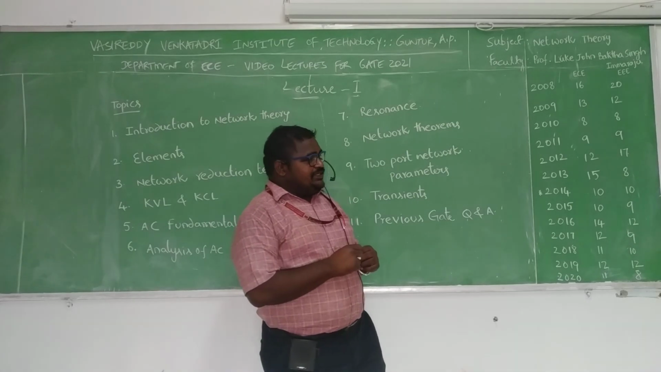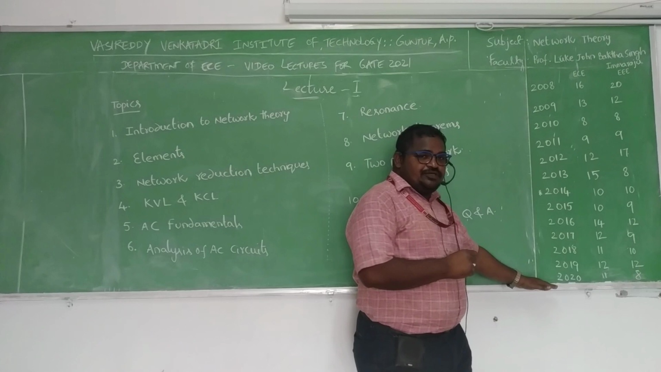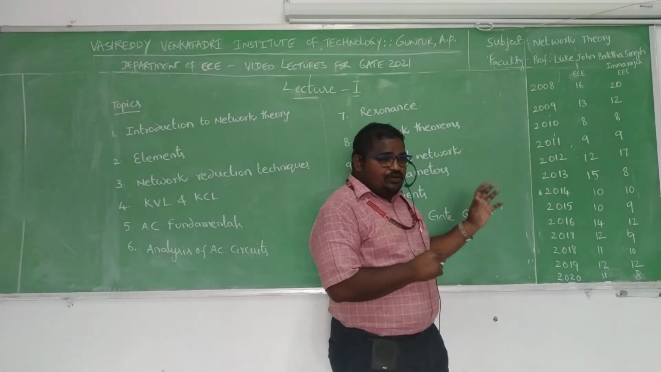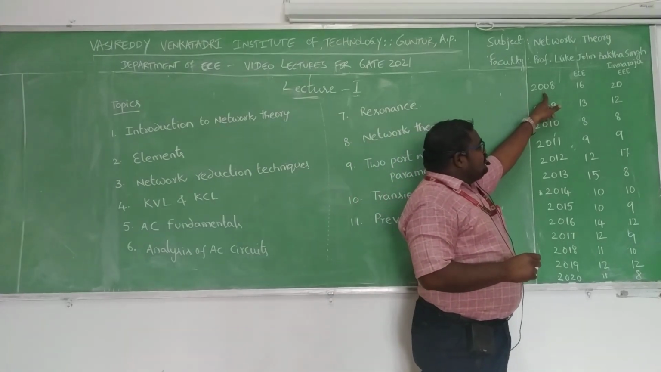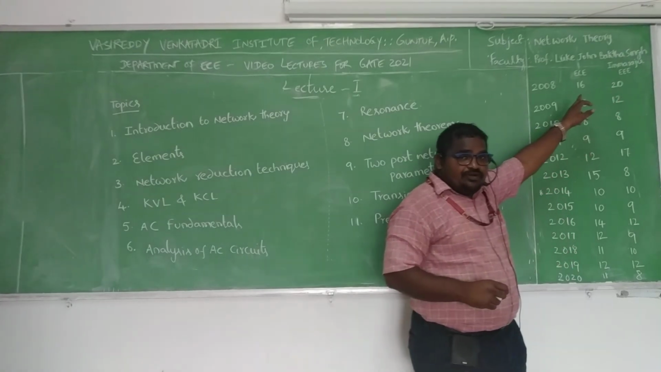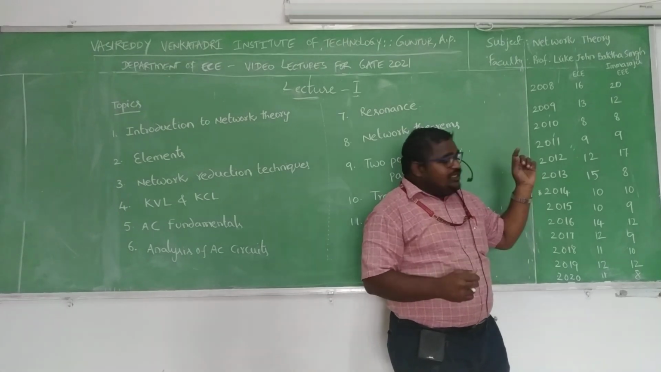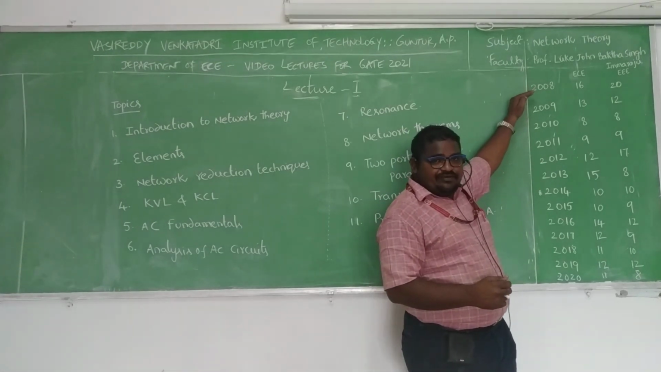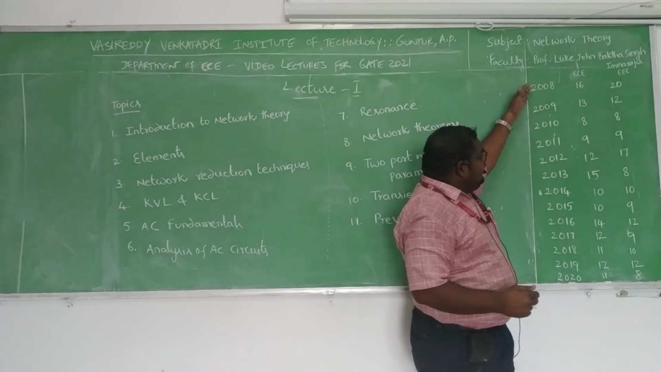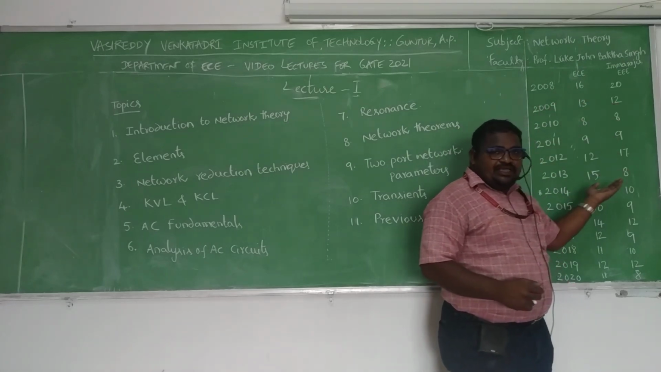Why is it important? If we see the scenario of the GATE from 2008 to 2020, how many marks came from the network theory subject alone? From 2008, for EEE students, they got 20 marks, which is the maximum score, and at that time the cutoff mark is also nearly 20. That means even if you have a good knowledge in network theory, then it is sufficient to qualify in the GATE examination.